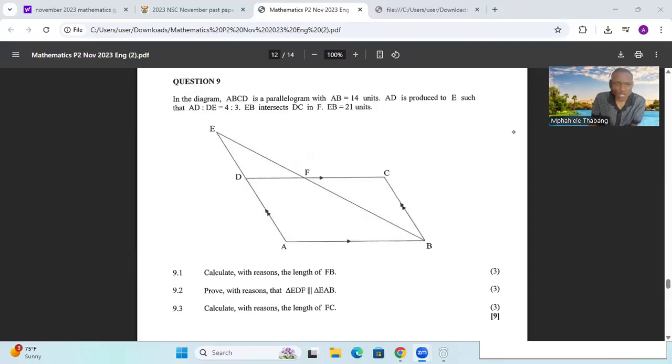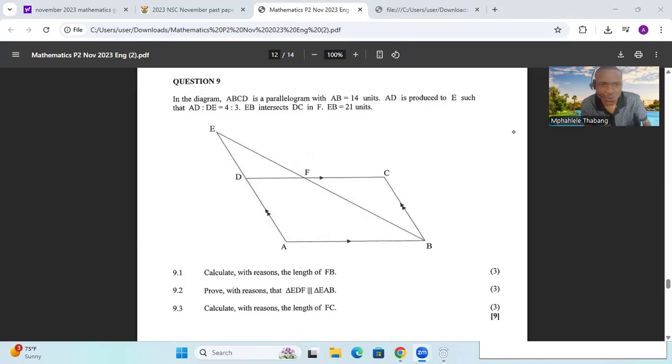Hello, grade 12s. Guys, I have an interesting question from November 2023, question 9. We are going to be talking about the proportionality theorem. So let's see this question 9 of November 2023 and see how it goes.